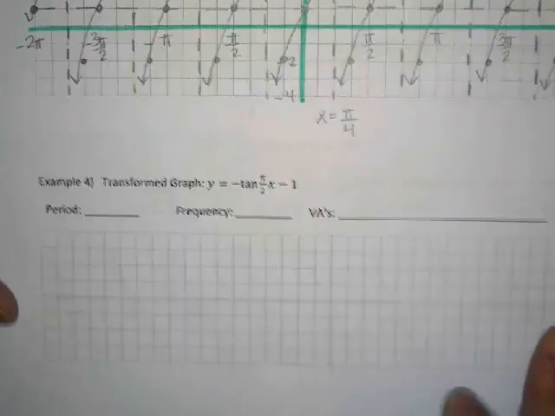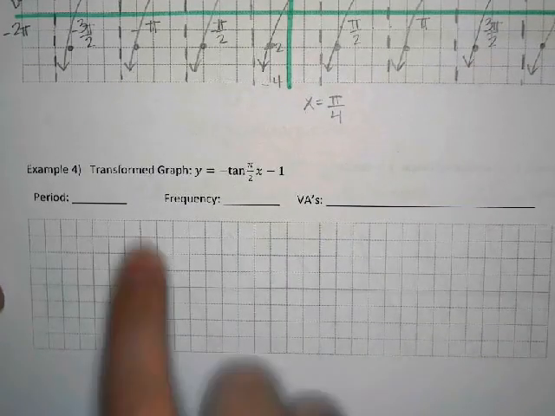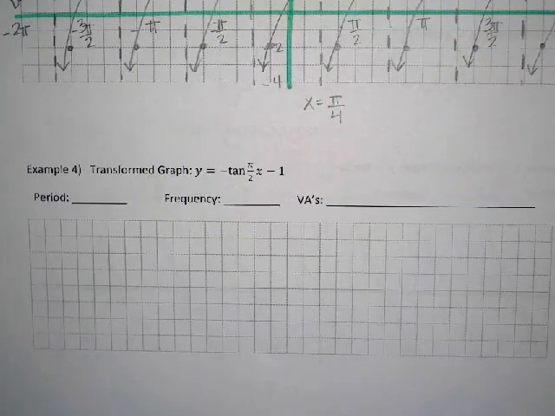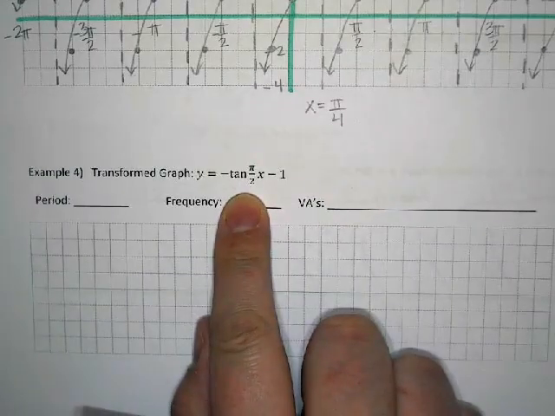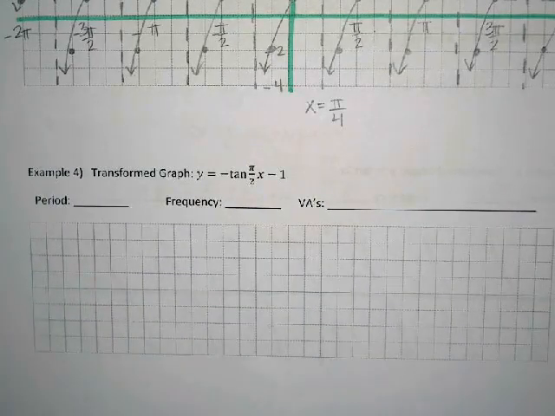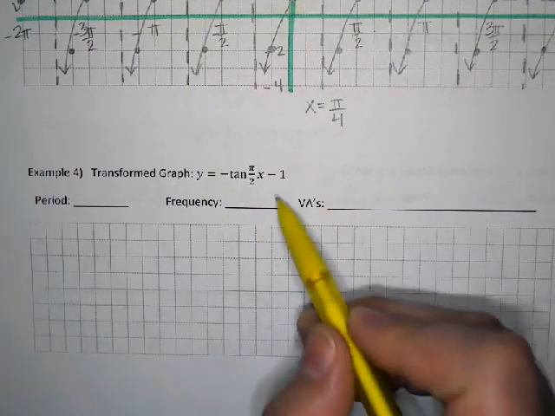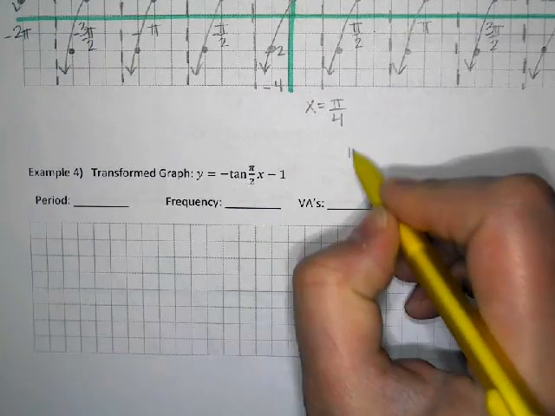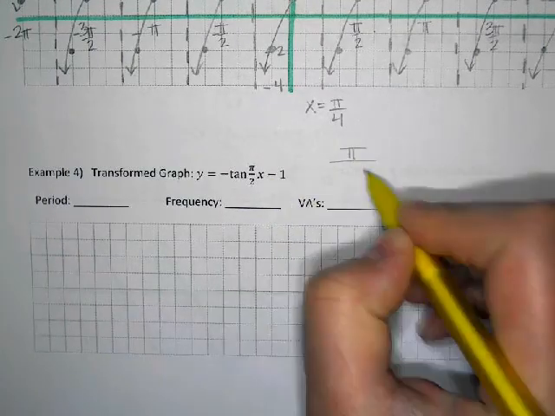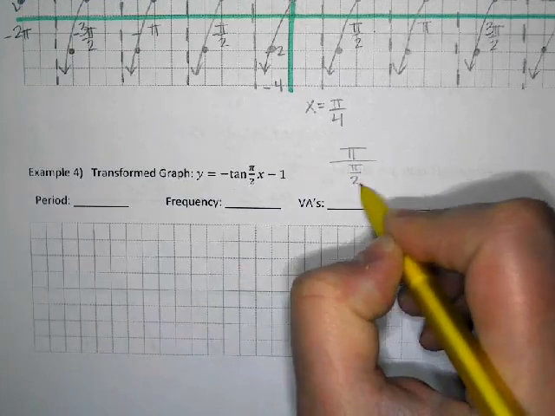So, people who were here yesterday, help us out. If we look at example four, this one has a pi halves in the front. Somebody who was here yesterday, what is the normal period for a tangent graph? Pi. The normal period for a tangent graph is pi. So to figure out the period for this tangent graph, we're going to do pi divided by the b value.